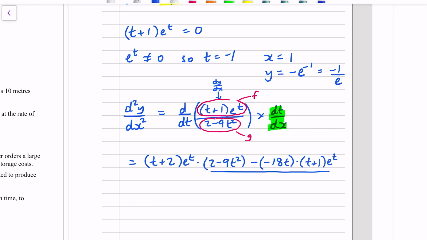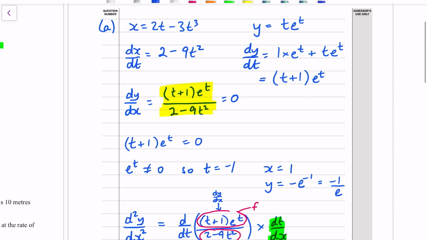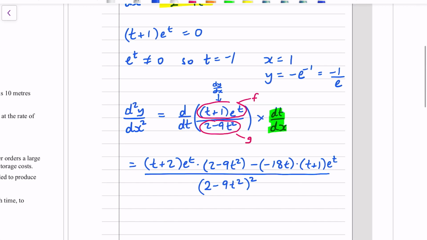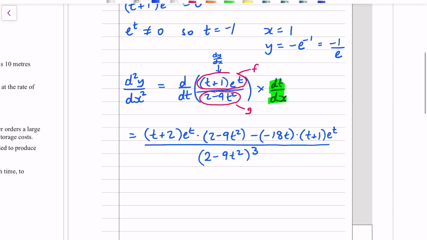And then all of that is divided by the denominator squared. And then we've got a times by dt/dx, which is the reciprocal of dx/dt. So we get another 2 minus 9t squared. We actually need to write this as 2 minus 9t squared all cubed because of that extra factor of dt/dx. Okay, now we sub in t equals minus 1 because that's how the second derivative test works.